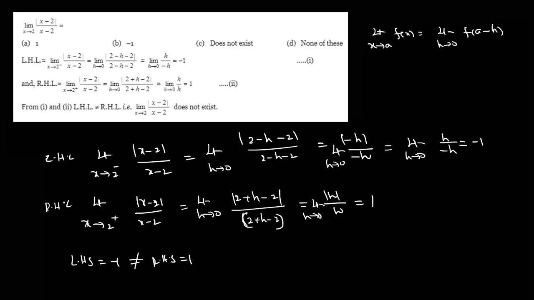Both exist but are not equal. Then what can you say, dear students? That the limit as x tends to 2 of modulus of x minus 2 by x minus 2 does not exist. Both exist but they are not equal. It's a very important model. Let's see.